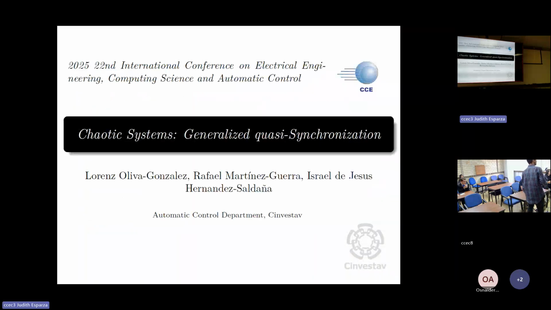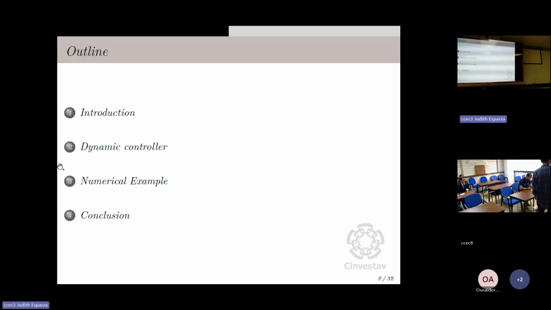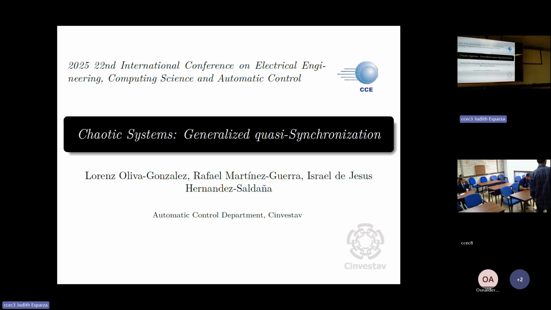Okay, it works. Good morning, everyone. We present this really brief study on generalized quasi-synchronization in chaotic systems by Luis Oliva, Rafael and Israel from the Automatic Control Department.